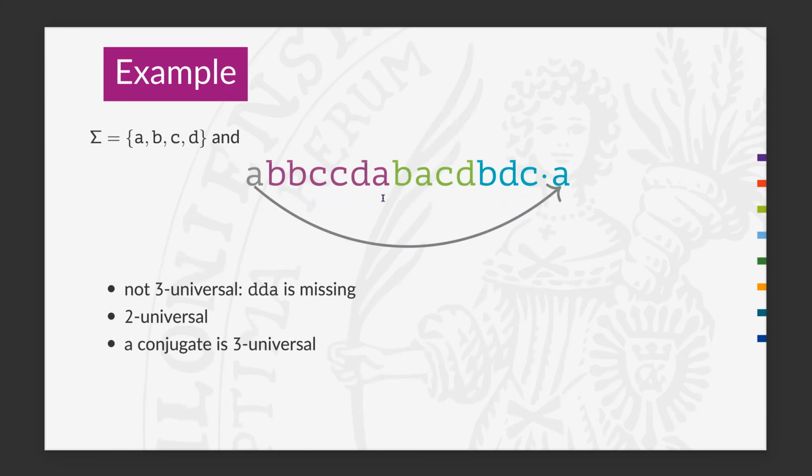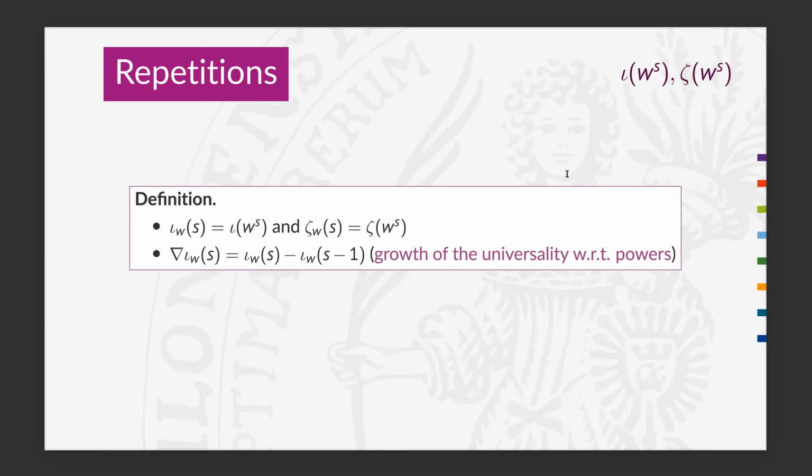Now, we wanted to know, okay, when exactly does this happen? And we parameterized the iota function and said, okay, iota W of S is nothing but iota of W to the S. It's the same with the circular universality. And then we were able to define the nabla of this function as the growth of the universality with respect to the powers. So just putting one W more into my consideration, and I'm looking, okay, how does it change? And this is nabla.